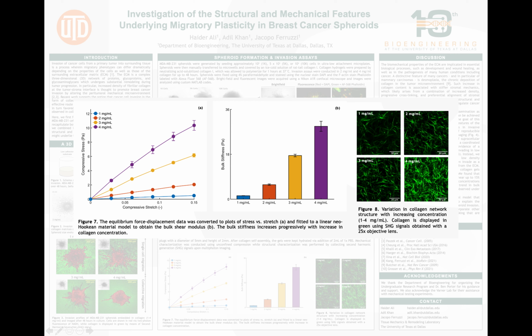Future work seeks to develop a new mechanical model that combines both structural and mechanical data to explain the physical role of collagen density on breast cancer spheroid invasion. In the future, such a model will allow us to incorporate other features such as collagen alignment and cross-linking between fibers that are known to play key roles in breast cancer progression.